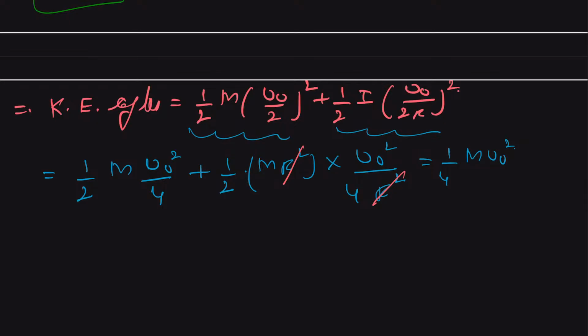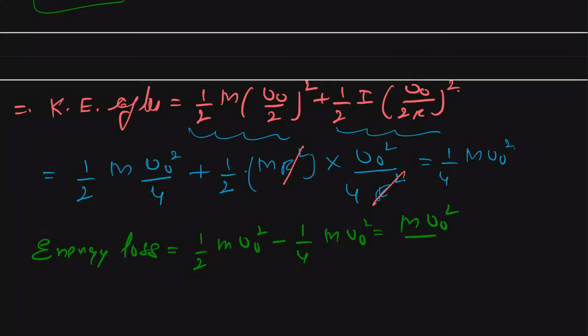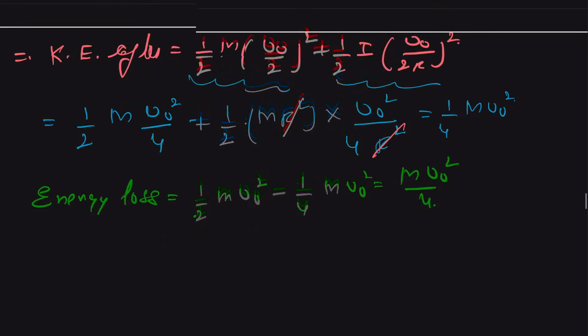And we can find out our energy loss. Energy loss will be equal to our initial half M V naught square minus 1 by 4 M V naught square. So this comes as 4 with our LCM, giving us 2 minus 1, that is M V naught square upon 4. Okay, so this was our first part.